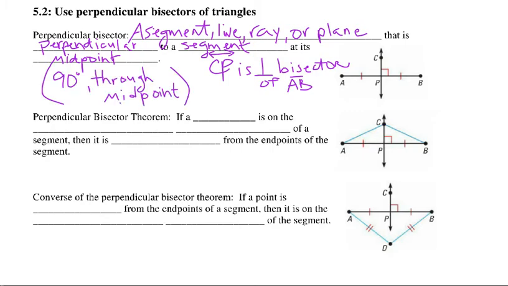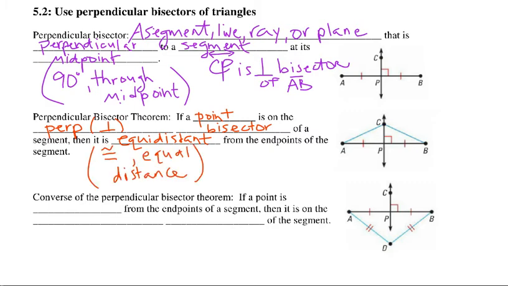Next, we have the perpendicular bisector theorem, and that tells us that if a point is on the perpendicular bisector of a segment, then it is equidistant from the endpoints of the segment. Equidistant means equal distance, or congruent distances. In our picture again, CP is the perpendicular bisector of our segment AB. So that tells us that the point on that perpendicular bisector, our point C, is the same distance to those endpoints. Those two blue lines, so CA is equal to CB. So the distance of CA is equal to the distance of CB.